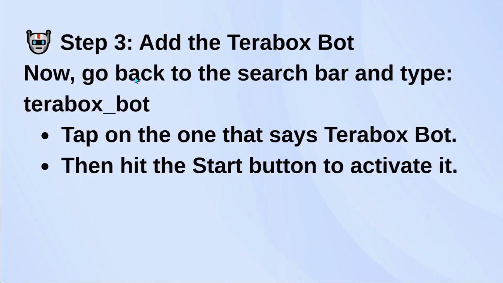Next, return to the search bar and type Terabox bot. Look for the bot that's clearly labeled as the official Terabox bot. When you see it, tap to open the chat window. From there, press the start button to activate the bot. This only takes a second, and once it's active, the bot is ready to process your links at any time.